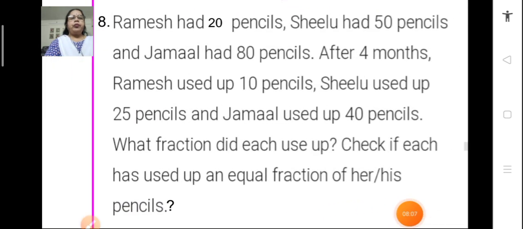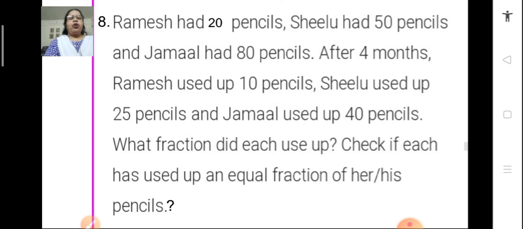Let's move on to the next problem. 8. Ramesh had 20 pencils, Sheelu had 50 pencils and Jamal had 80 pencils. After 4 months, Ramesh used up 10 pencils, Sheelu used up 25 pencils and Jamal used up 40 pencils. What fraction did each use up? Check if each has used up an equal fraction of his or her pencils. So Ramesh had 20 pencils, out of that he used 10 pencils. Sheelu had 50 pencils and out of that she used 25. And Jamal had 80 pencils and he used up 40 out of them.